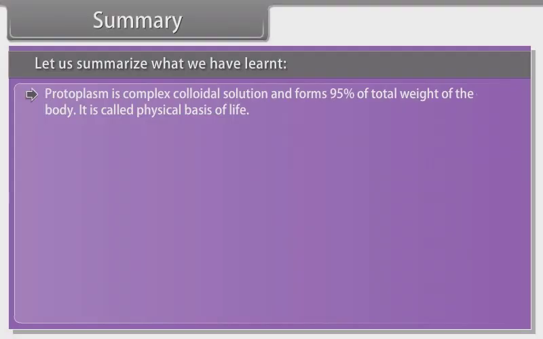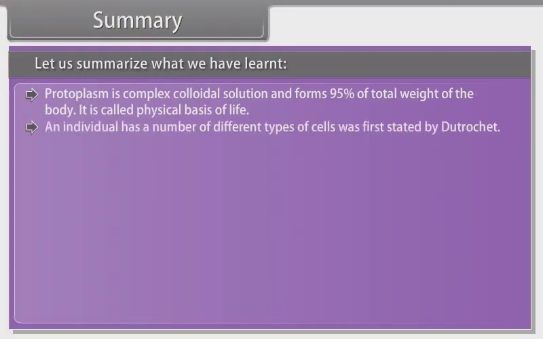Protoplasm is complex colloidal solution and forms 95% of total weight of the body. It is called physical basis of life. An individual has a number of different types of cells was first stated by Dutrochet. The cells vary in their shape, size, and activities or functions.